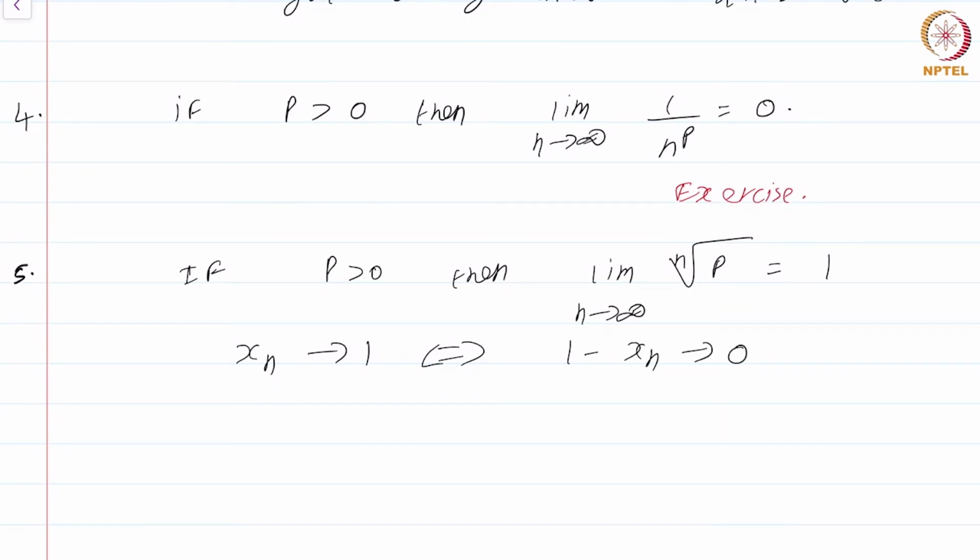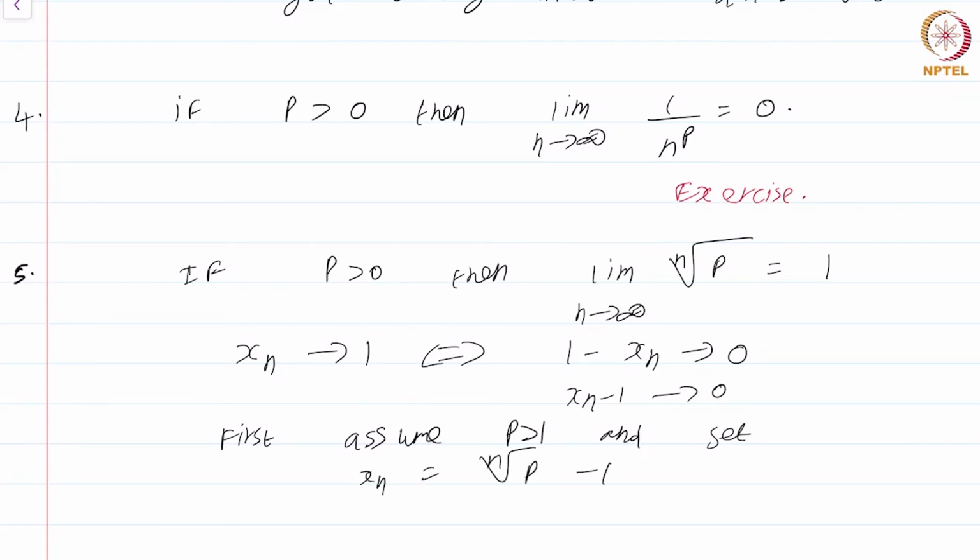Okay. So now what I'm going to do is, of course, I can also say xn minus 1 converges to 0. You can do one of these also. Instead of showing xn converges to 1, you can show that xn minus 1 converges to 0. So what I'm going to do is, first assume p is greater than 1 and set xn to be nth root of p minus 1. Okay. Then xn is greater than 0. Why? Please think about why this is true.